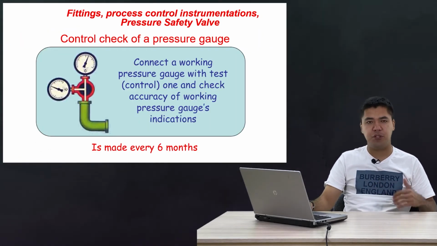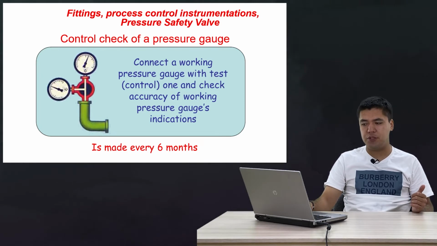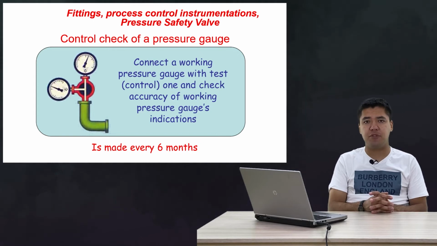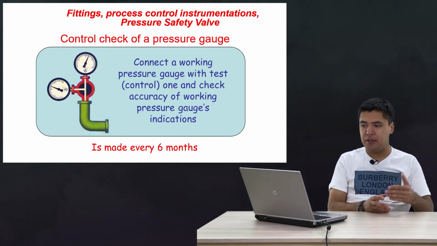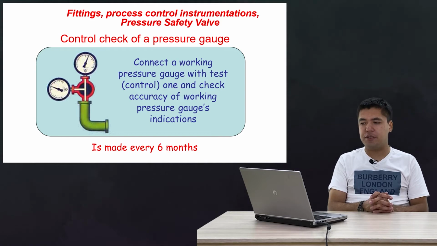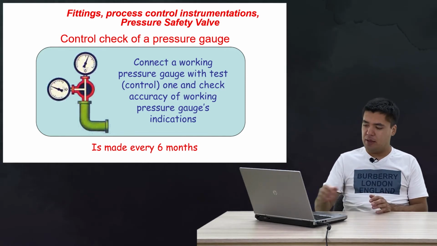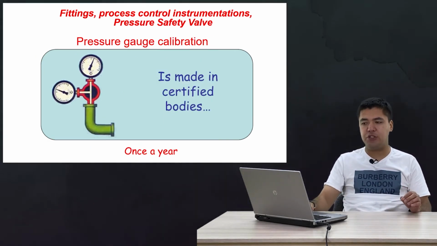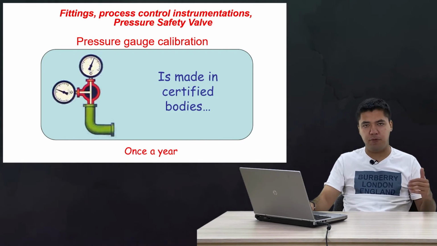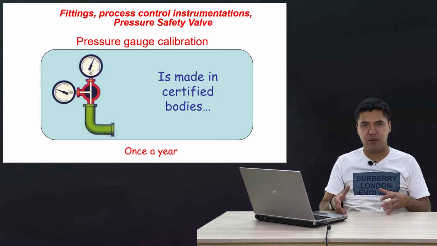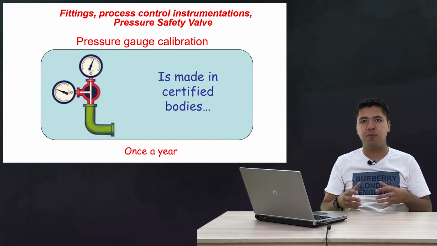About calibration and inspection, the control check of pressure vessels or pressure gauges shall be performed every 6 months, or twice a year. Then connect a working pressure gauge with the test control one and check the accuracy of the working pressure gauge's indicators. About the calibration of pressure gauges, calibration should be performed every year by qualified personnel or organizations. After performing calibration, information about successfully passing the calibration shall be shown in the passport of the vessel.